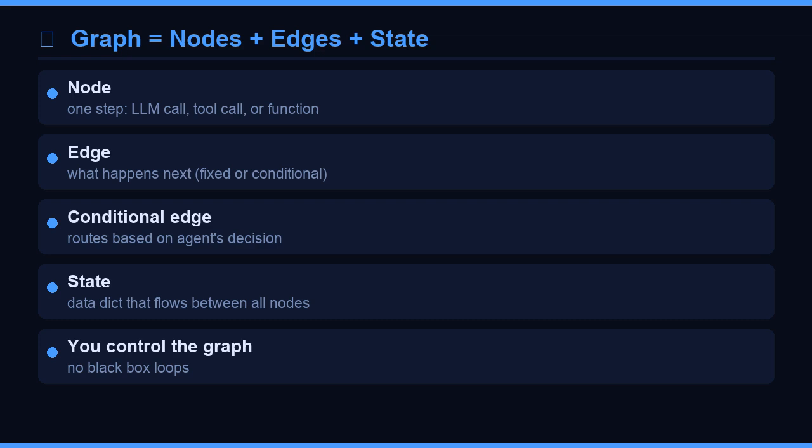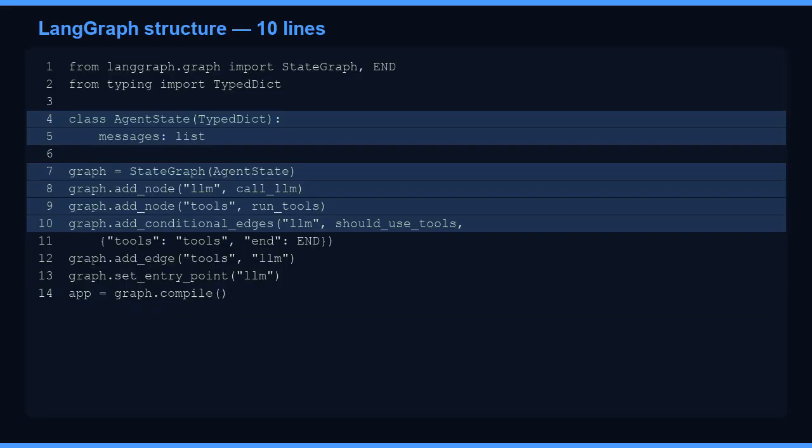A conditional edge says if the LLM called a tool, go to the tool node. If it didn't, go to the end.